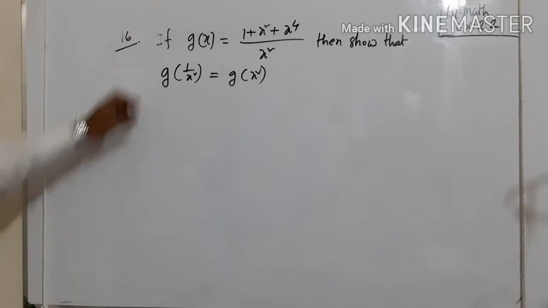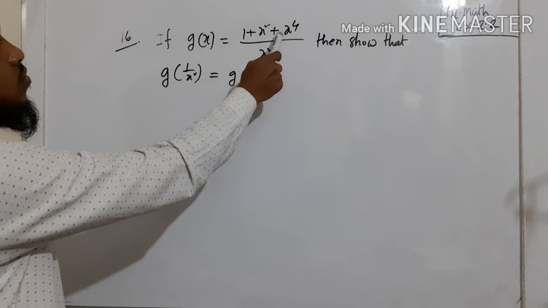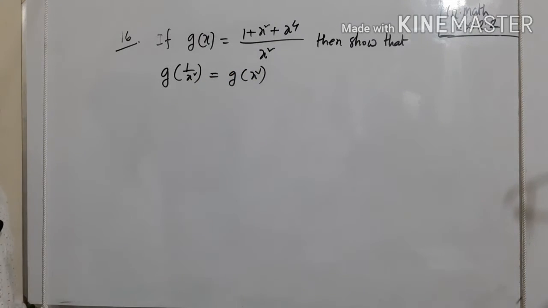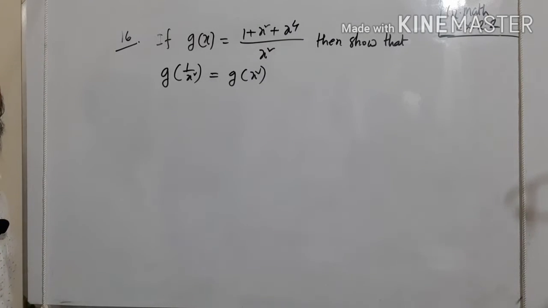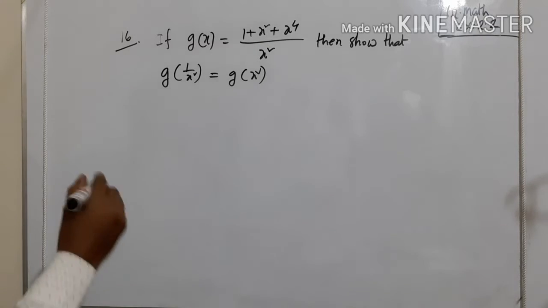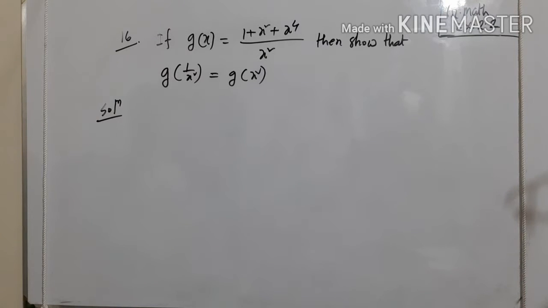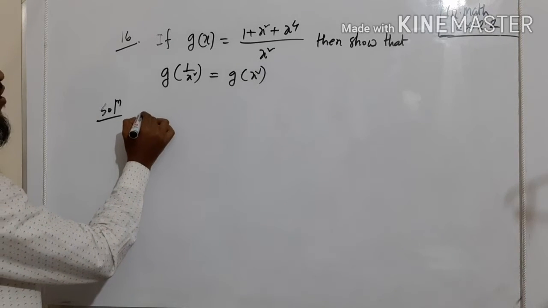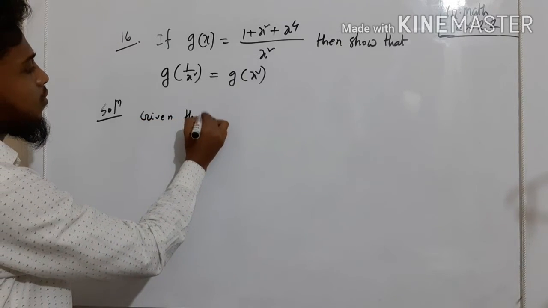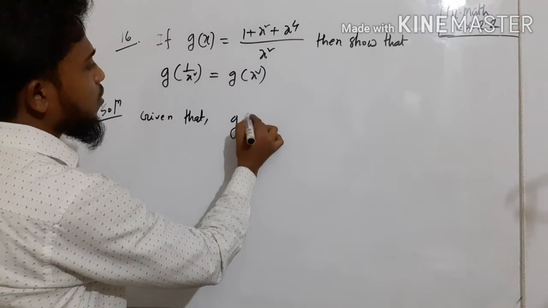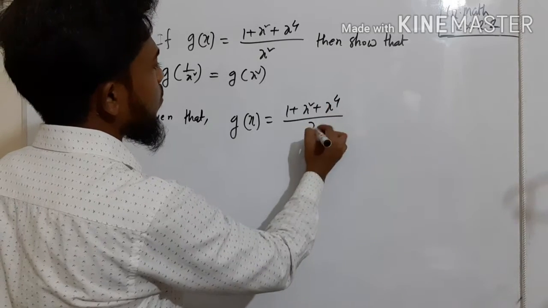This is problem 16. If g of x equal to 1 plus x square plus x power 4 divided by x square, then show that g of 1 by x square equal to g of x square. Now I will solve this problem. Look, given that g of x equal to 1 plus x square plus x power 4 divided by x square.